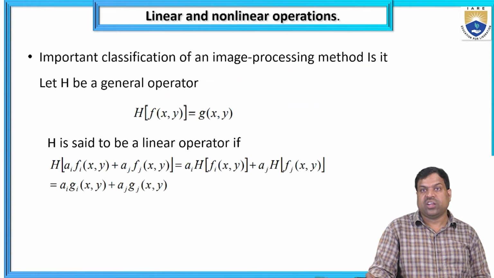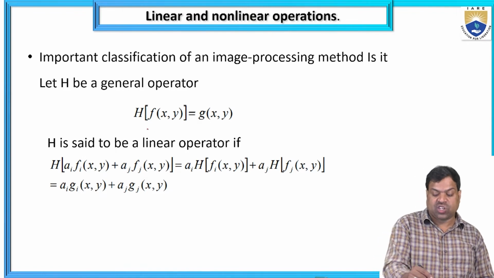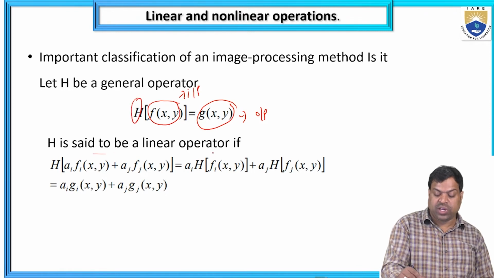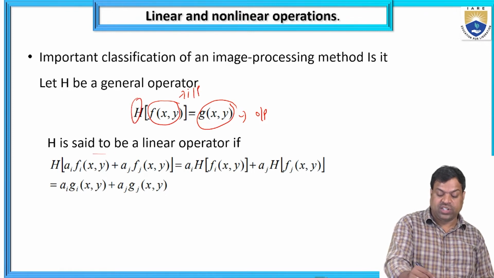Another important classification of an image processing method is this: let H be a general operator, where capital H of f of x comma y equals g of x comma y. So g is the output and f of x comma y is the input. So what is H? H is said to be a linear operator. So it is linear.